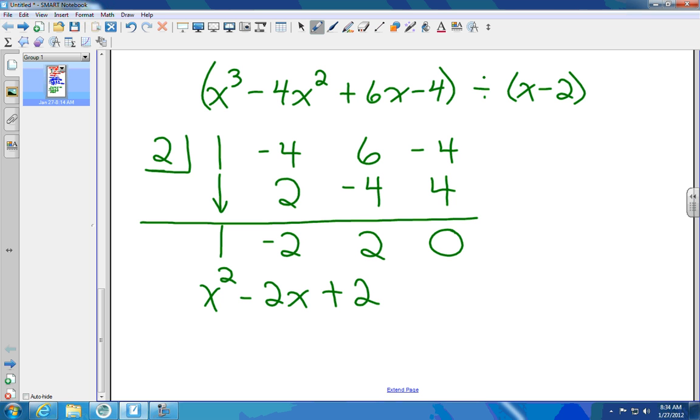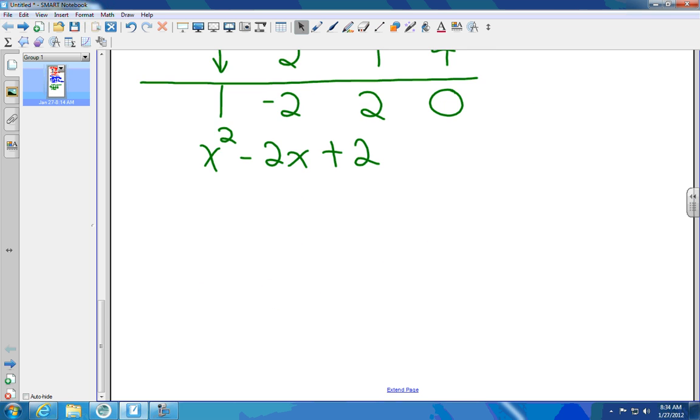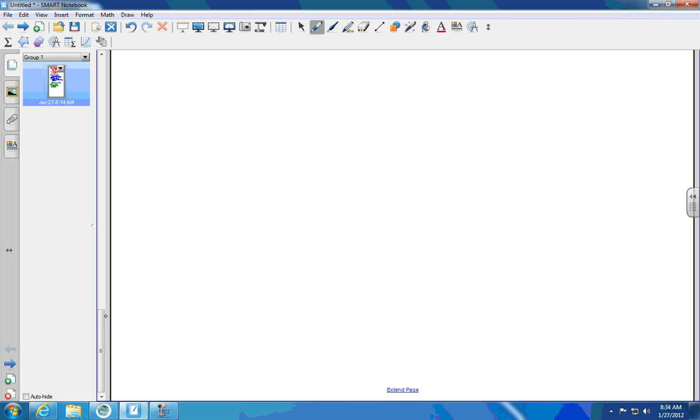So that's all your answer is. And now we will do one that will end up with a remainder, so you can see how the answer should look. 4x to the fourth minus 5x squared plus 2x plus 4. And this one is divided by 2x minus 1.